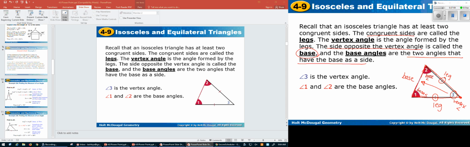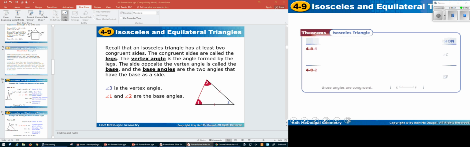Okay, so just to make sure you really understand that vocabulary, I'm going to draw a triangle right here. Which angle is the vertex angle? E. Which legs, or which sides are the legs of the triangle? E, F, and G, E, G, or G, E, either way. Which side is the base? F, G. And what are the base angles? F and G, okay? So that vocabulary is really important for the theorems that we're going to look at.